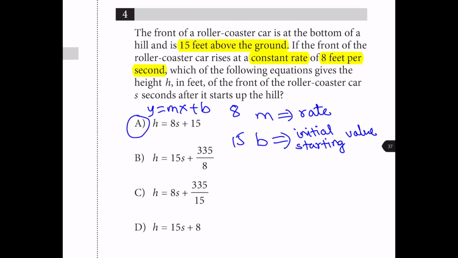So before we confirm our answer as A, we need to make sure our units are consistent. So in the final part, which of the following equations gives the height in feet of the front of the roller coaster car s seconds after it starts up the hill? That means height is in feet and the rate is in feet per second. So we don't have to change any units. That means A is our answer.